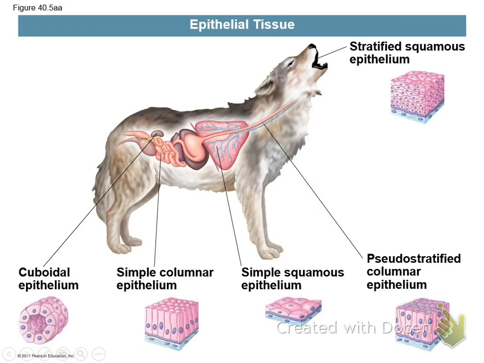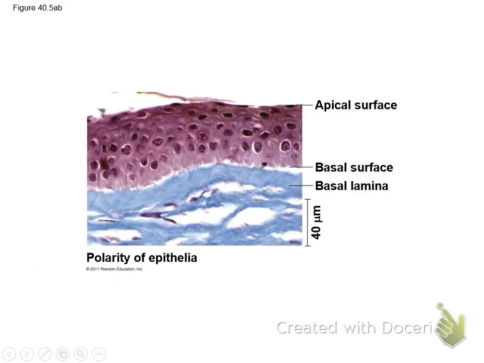And here shows different shapes and types of those tissues throughout a wolf's body. Here's a closer look at it.